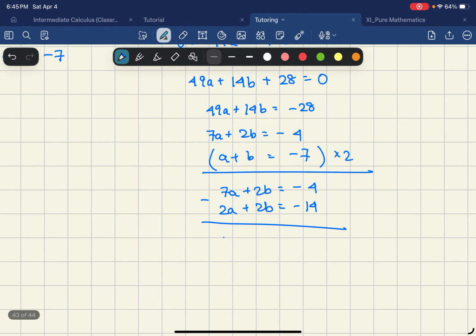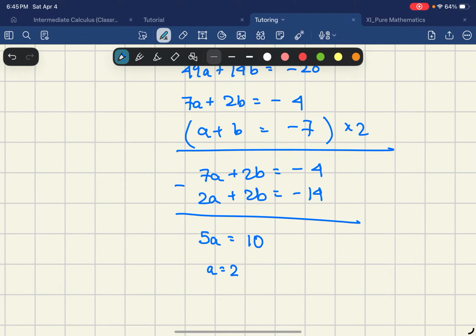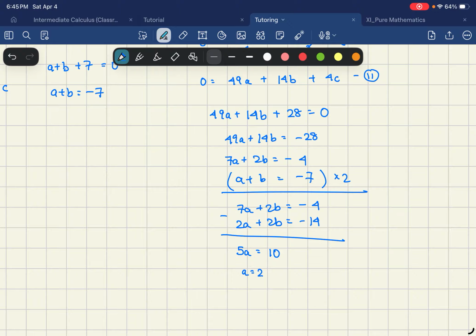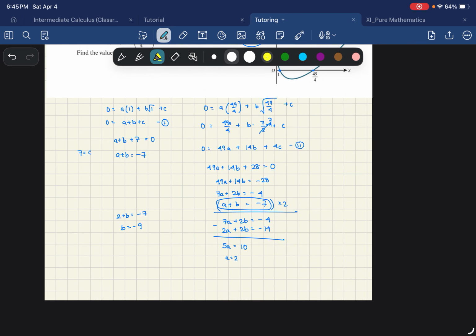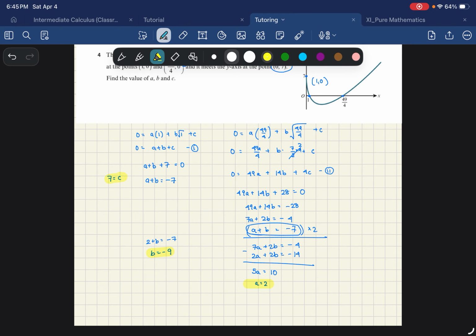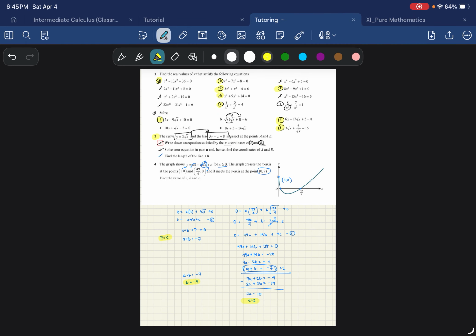So when you solve, you get 5a is equal to 10. So a is 2, and then you can solve it in any one of the equations. So you can substitute into this equation: 2 plus b is equal to negative 7, b is equal to negative 9. So your solutions are C is 7, B is negative 9, and A is equal to 2. And basically, you just want to substitute things back to get these values.